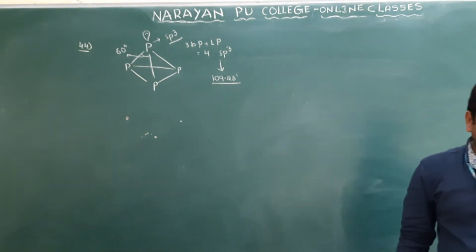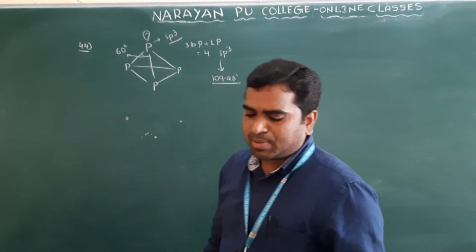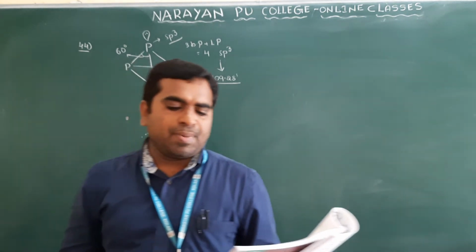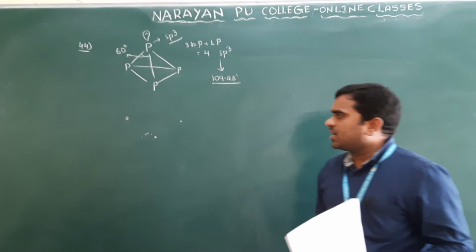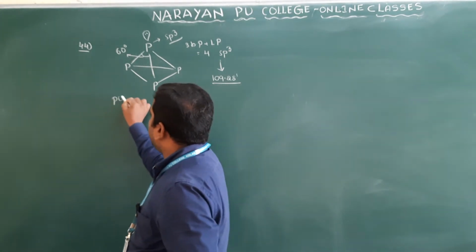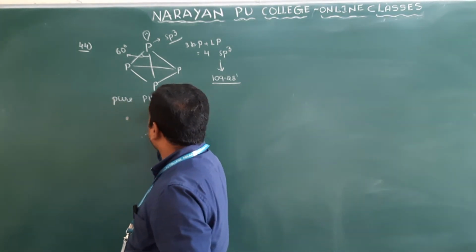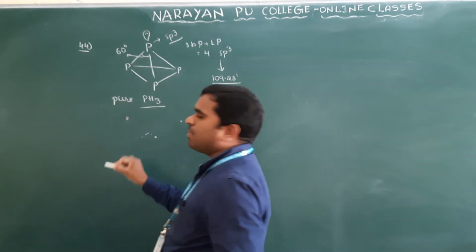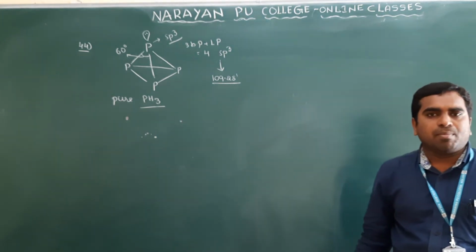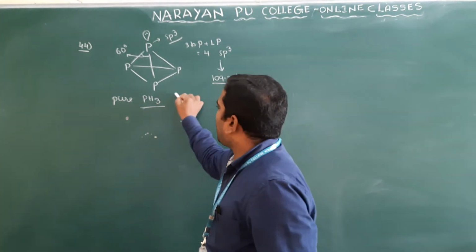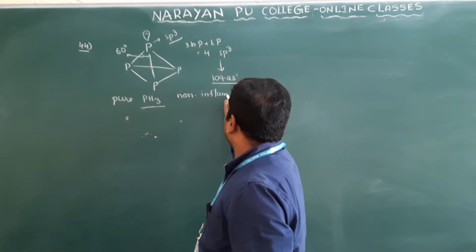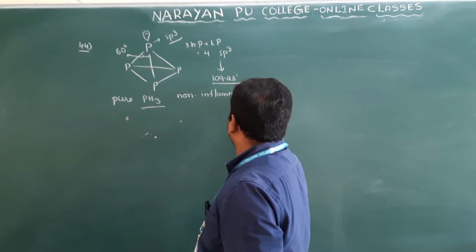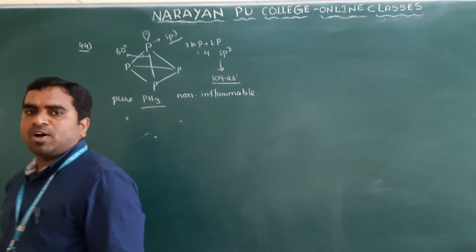So option 45: phosphine produces smoky rings when it comes in contact with air. As I already mentioned here, pure phosphine is non-inflammable. Clear? I already mentioned it. Pure phosphine is non-inflammable.